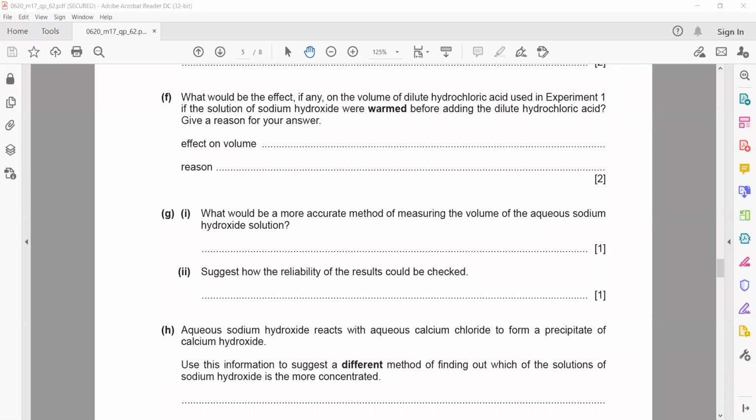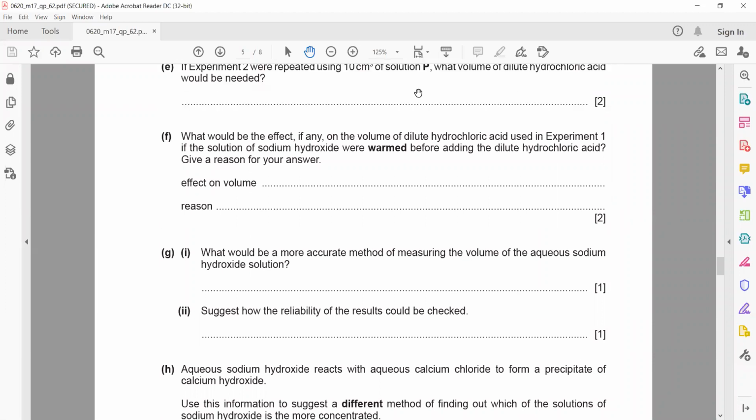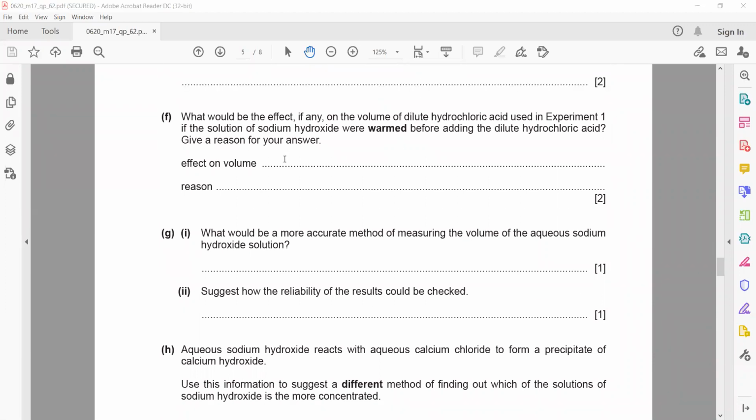So temperature affects the rate only, not the amount of reactant particle. So you need the same amount of acid for a complete reaction, even if you carry out the reaction at high temperature or low temperature.